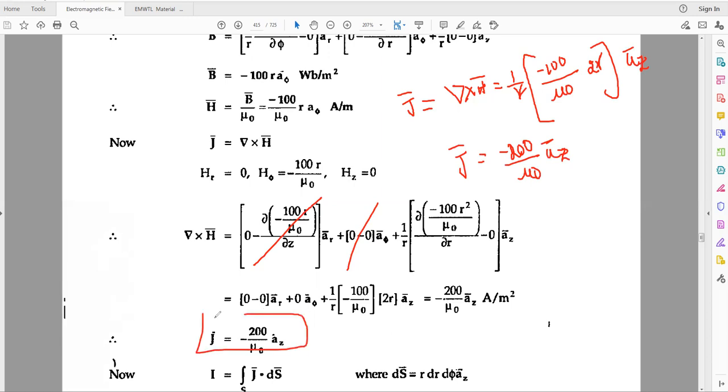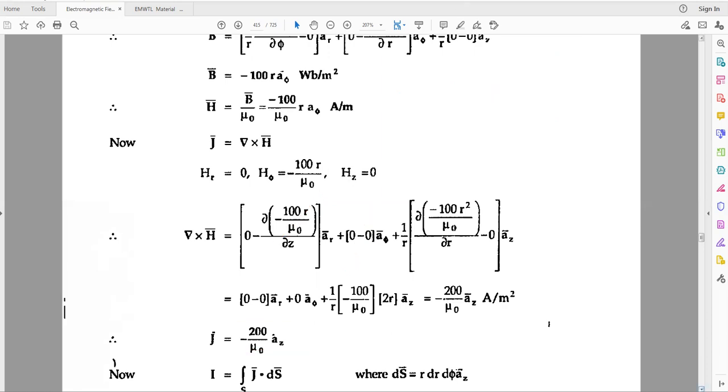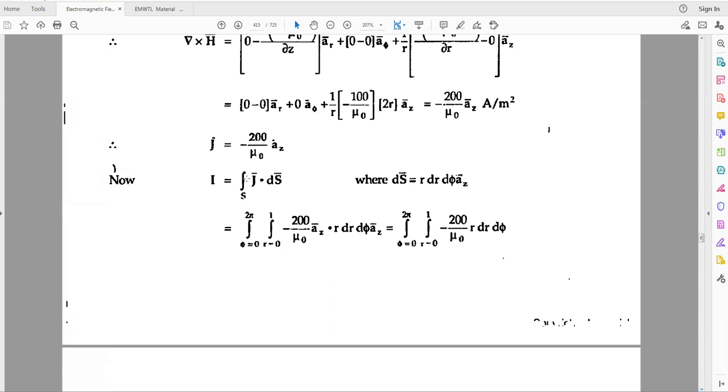That is J bar. And using this J bar, you can find the current also. What is the current here? I is equal to J bar dot dS bar. What is J bar? It is along the Z direction, minus 200 by mu naught into AZ bar. The surface integral you can also take in the AZ bar direction, only R into dR dφ AZ bar.